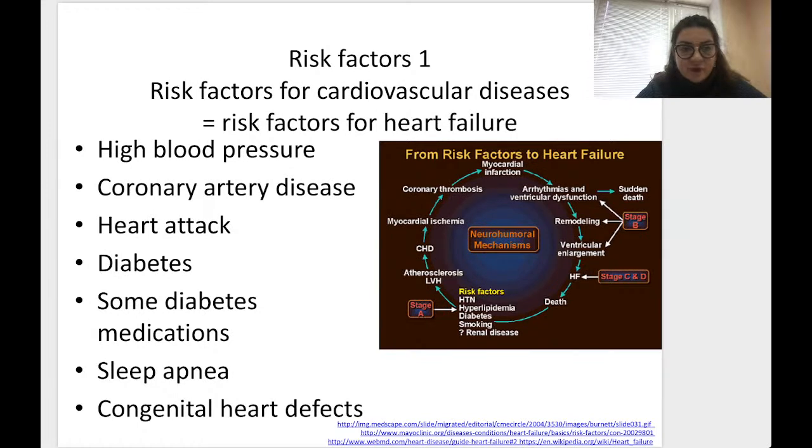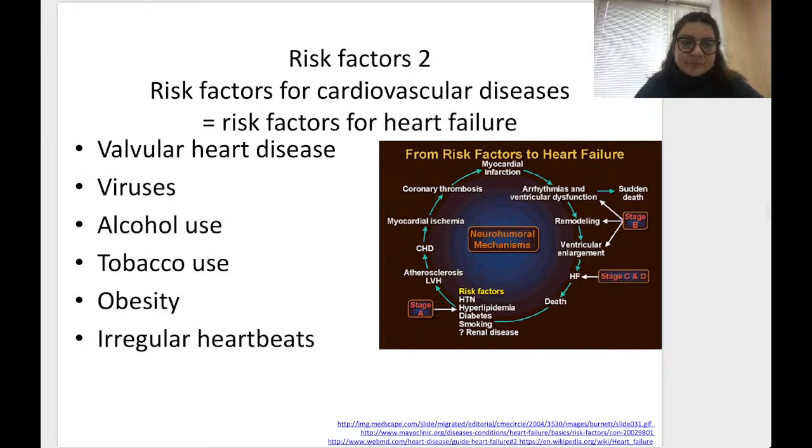What are these risk factors? It is high blood pressure, it is coronary artery disease too, it is a history of heart attack in the anamnesis of the patient, it is the presence of diabetes and using some diabetic medications, it is the presence of sleep apnea and congenital heart defects. Moreover, it can be valvular heart disease, viruses, alcohol use, tobacco use, obesity, and irregular heartbeats.